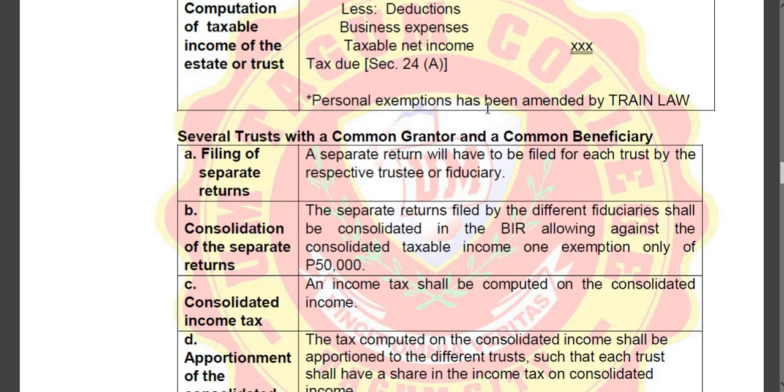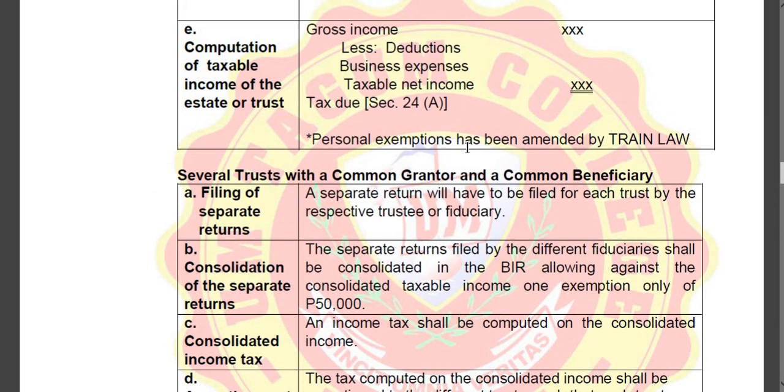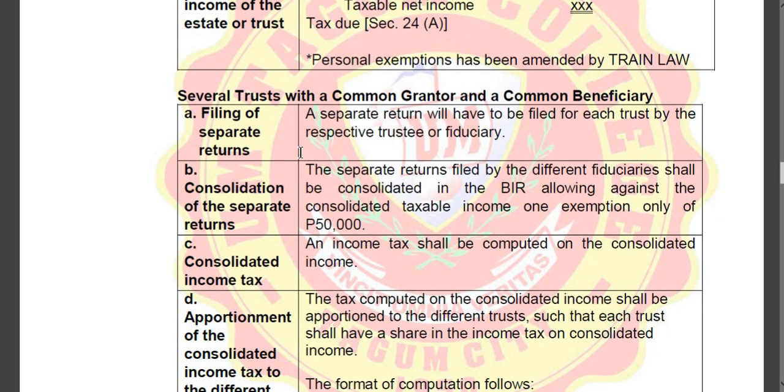Now, the personal exemption of 20,000 pesos for estates and trusts has been amended by the TRAIN Law. So it is completely deleted under the TRAIN Law. Several trusts with a common grantor and a common beneficiary.